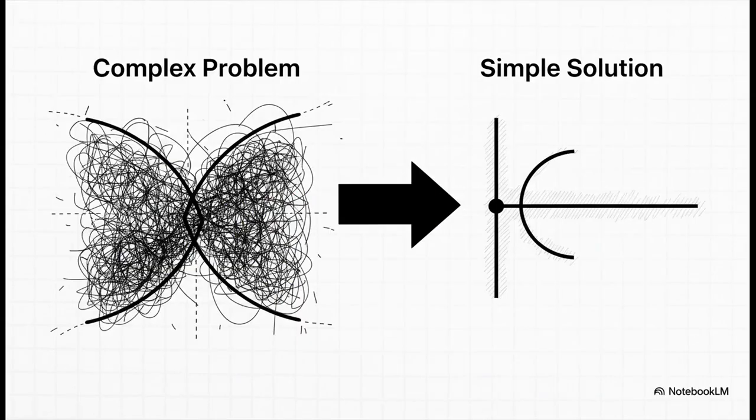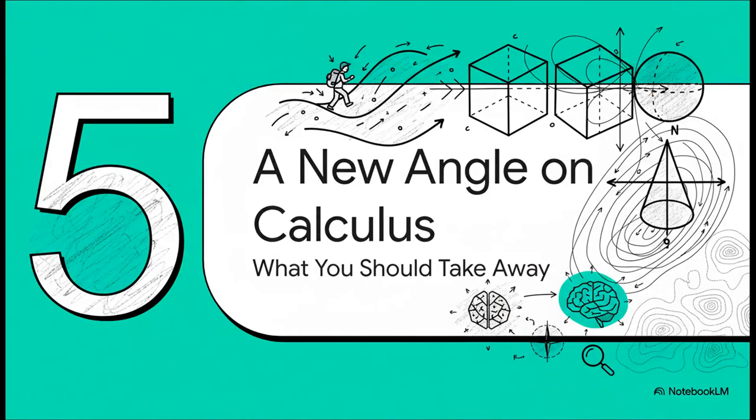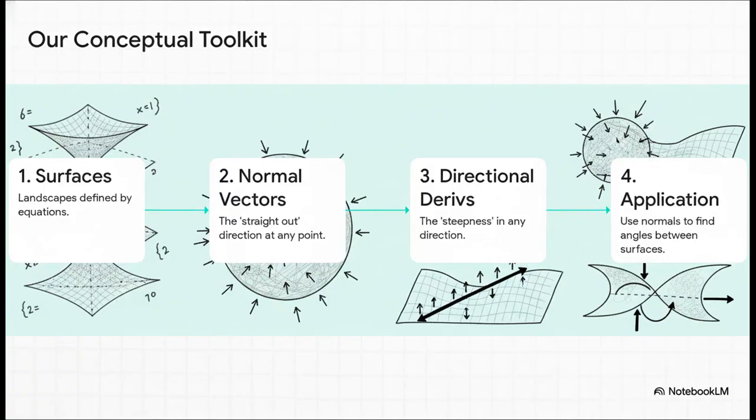We've just turned a very difficult problem about curving surfaces into a super easy problem about the angle between two straight lines. And that is what makes math so powerful, finding these clever ways to make complicated things simple. So let's just zoom out for a second and recap what we've built. We started with this simple image of a hiker on a hill, and we ended up solving a genuinely complex geometric problem. Pretty cool. Here's the toolkit we put together.